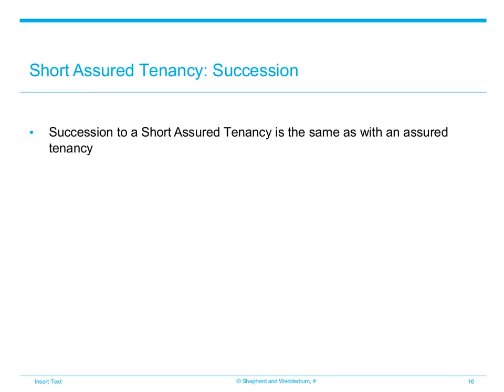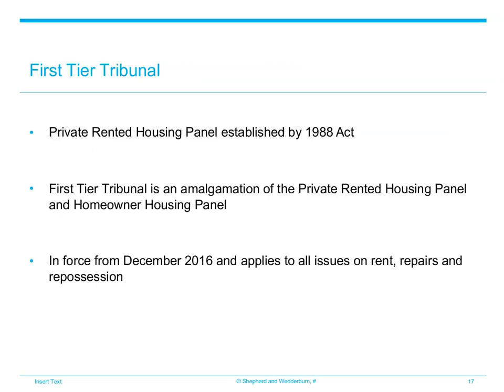Now, I've mentioned a couple of times the First Tier Tribunal. I just wanted to insert an explanation about this here. The First Tier Tribunal is an amalgamation of the Private Rented Housing Panel and the Homeowner Housing Panel. It came into force from December 2016 and is the forum for issues on rent, repairs and repossession, but only for PRTs. So if you're looking for a repossession of an assured, short assured or regulated tenancy, that will be through the Sheriff Court still. Only for private residential tenancies do you go to the First Tier Tribunal, which I'll come on to next.